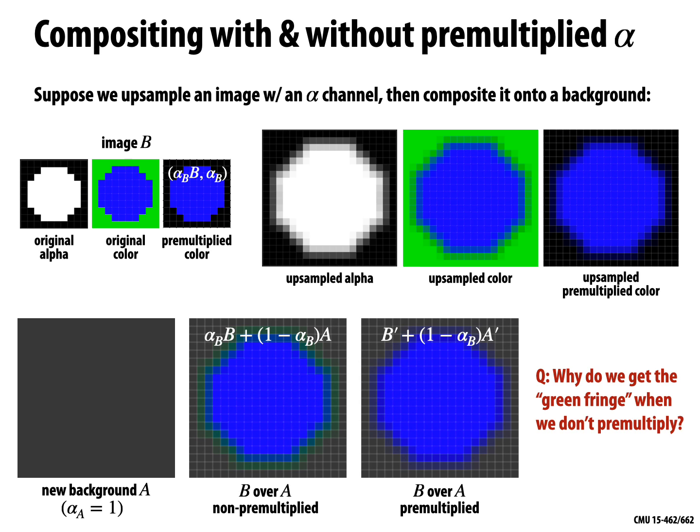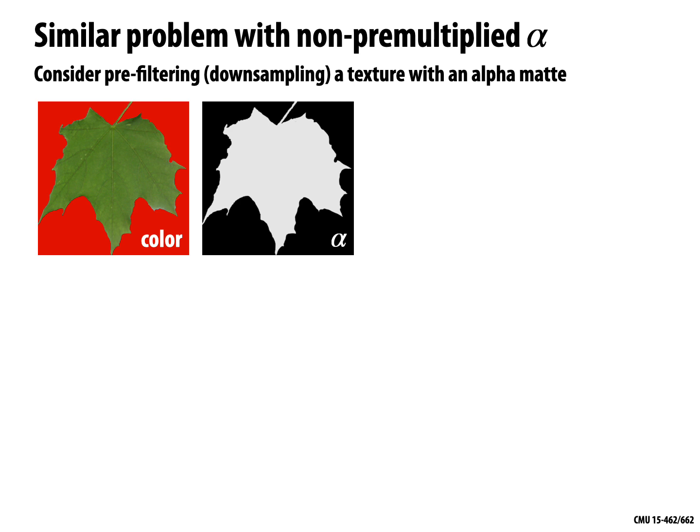Okay? So here's a similar problem with using non-premultiplied alpha. Let's go the other direction. We want to downsample a texture. Maybe we're going to do this for pre-filtering. We want to build MIP maps, right? But we want to build a MIP map of a texture that has an alpha value. This is a very natural thing to want to do, right?